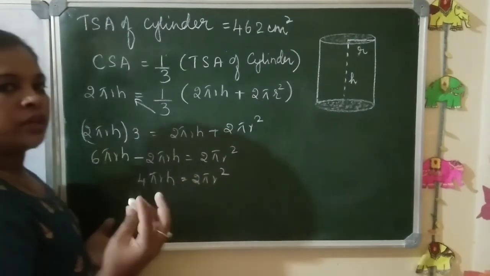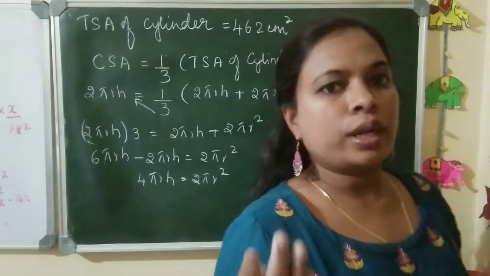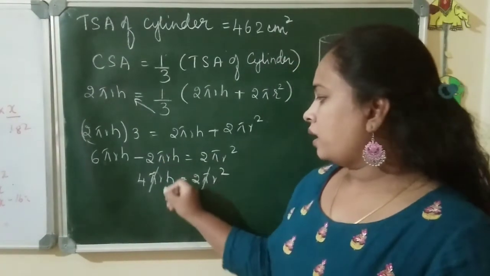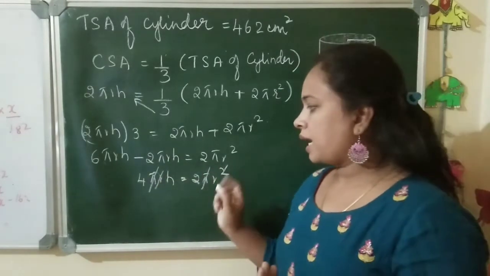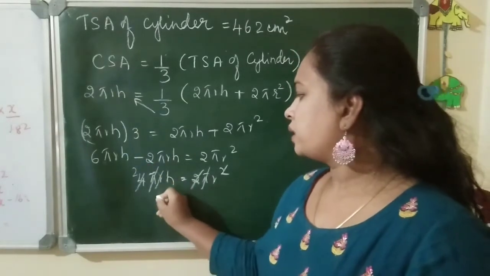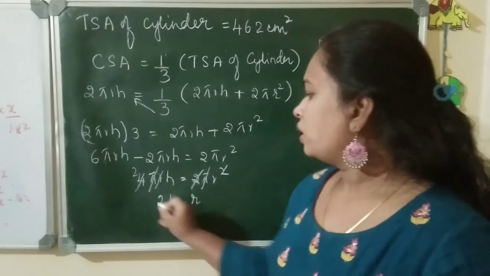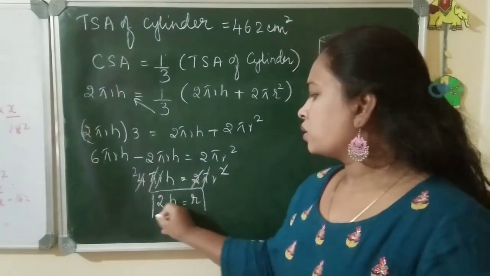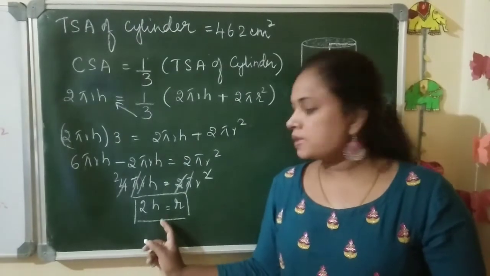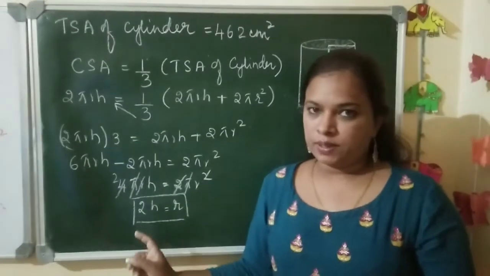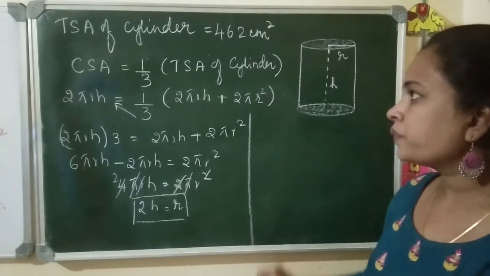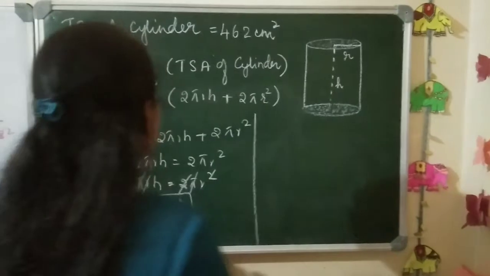Wherever it's possible for you to cancel, you can do the cancellation. Here you can cancel pi and pi, and one R you can cancel, and 2 and 2s are. So now twice of height is equal to radius. So now we have got one small hint of how to solve it: radius is equal to twice of the height. Already they have given the total surface area, so with this hint we will continue.